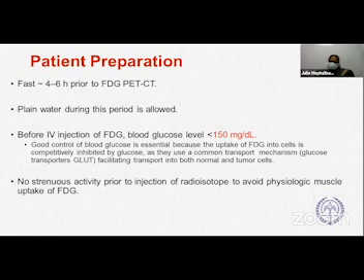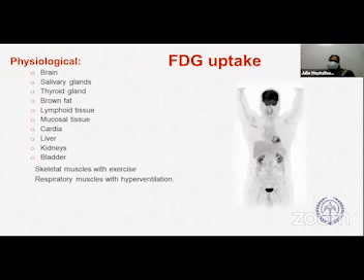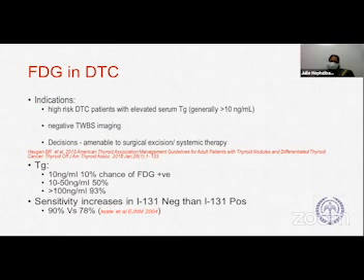For preparation for an FDG study, the patient has to be fasting at least 4 to 6 hours prior to the study, and the glucose should be less than 150 milligram, with no strenuous activity prior to injection of the radioisotope to avoid physiologic muscle uptake of FDG. There is physiologic uptake of FDG in the brain, salivary gland, thyroid, lymphoid tissue, mucosa, liver, and kidneys. And skeletal muscles will take it up if there is extensive physical activity.